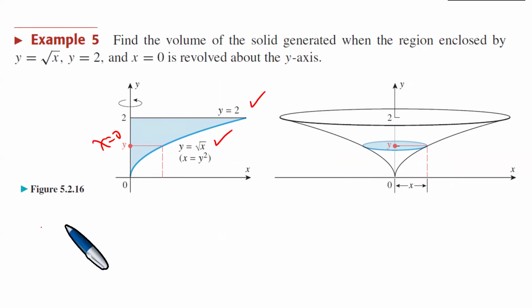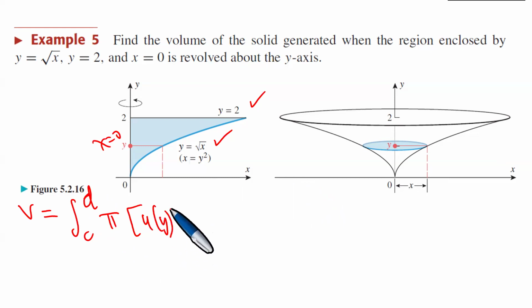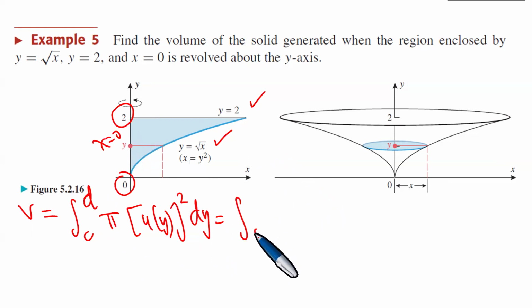So the volume, from c to d. If you check very carefully, you would have pi, and then the formula is u of y, as we've seen it, squared dy. For the y, you integrate from 0 to 2. And then you have the pi, and you use the right minus left rule.